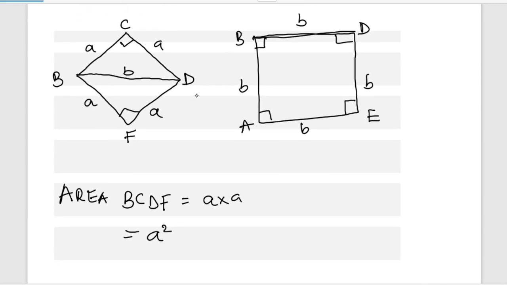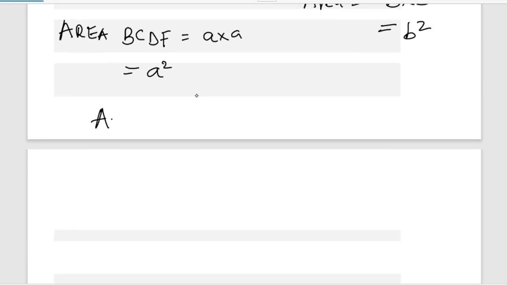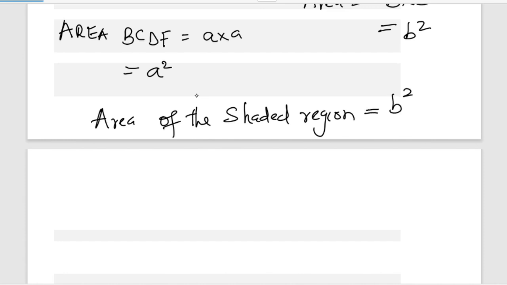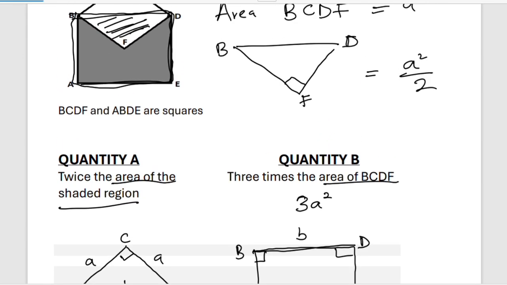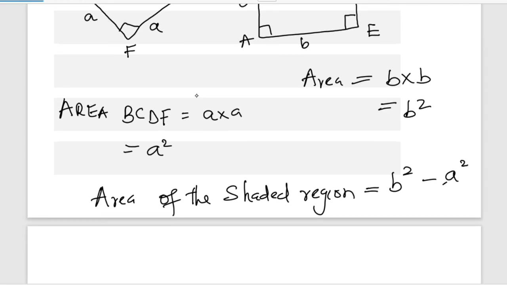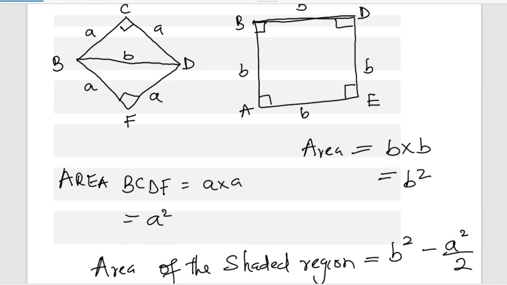So what's the area of this? The area of this is simply B times B, which is B squared. So that means the area of the shaded region is just going to be b squared minus a squared over 2. At this point, we will have to find A and B in terms of each other. And we can do this by using just this triangle we have here.